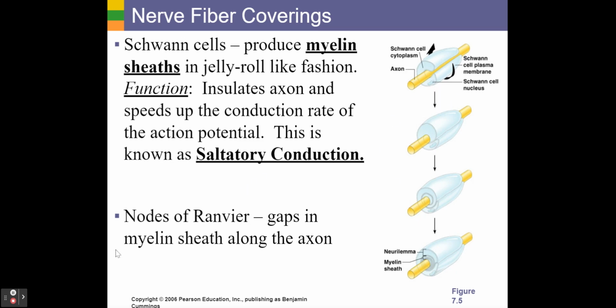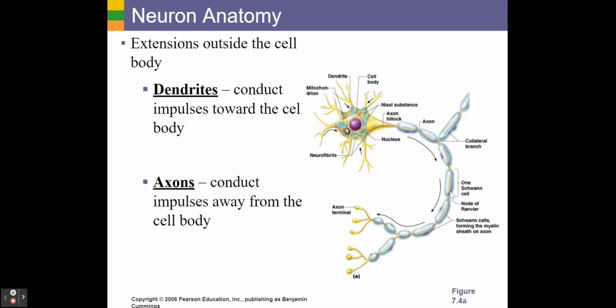Okay, these are the gaps. The gaps I talked a little bit about just a few minutes ago. Those are the nodes of Ranvier. Those are just the little spaces. If I go back here, those are the spaces in between each one of the Schwann cells.